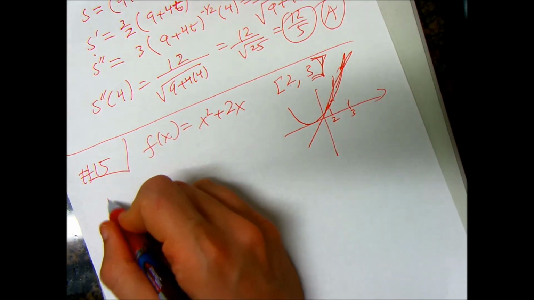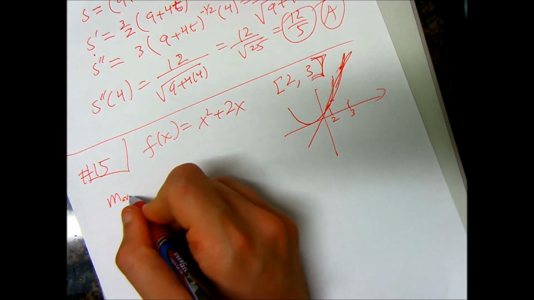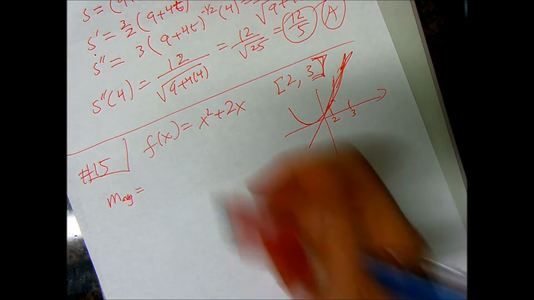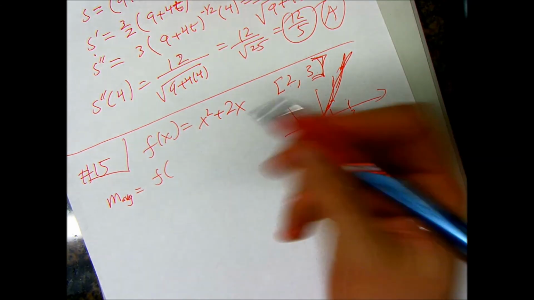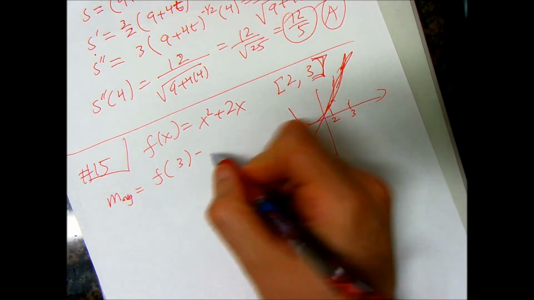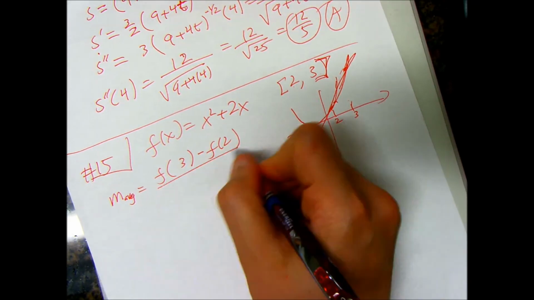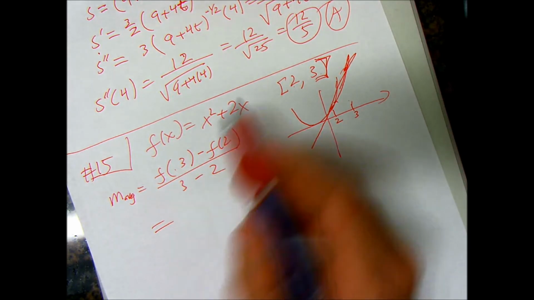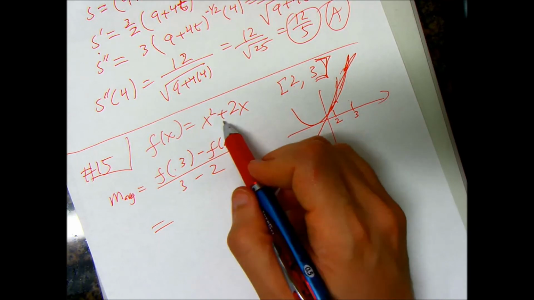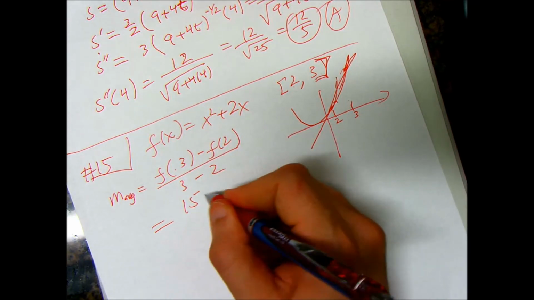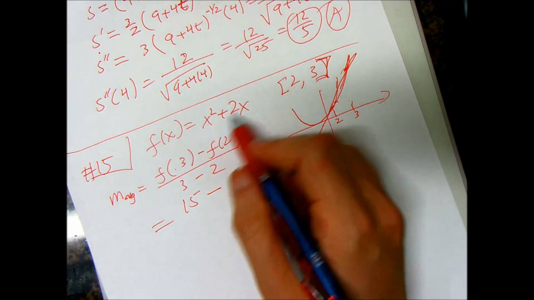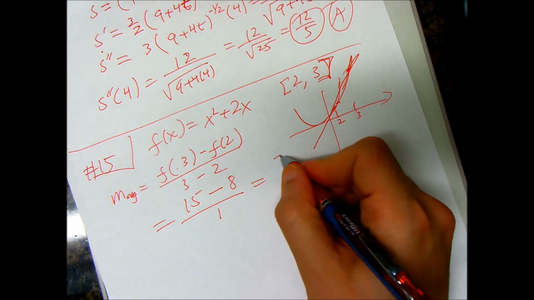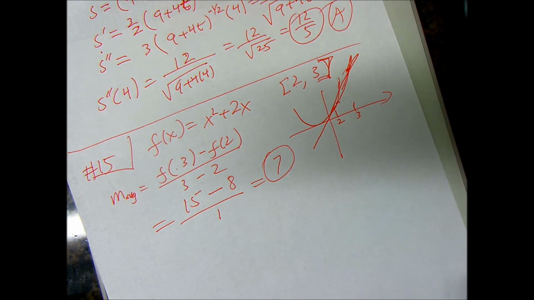So they give me two x values. So my average rate of change, I'll put that for clarity, is y2 minus y1 over x2 minus x1, right? What's f of 3? That looks like 9 plus 6, which is 15, minus f of 2, which is 4 plus 4, which is 8, over 1, which is 7. Looks like 7 to me.